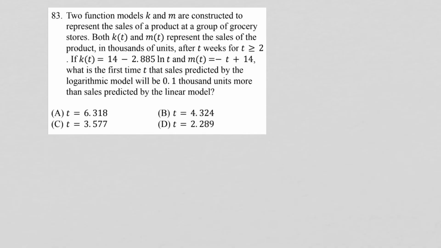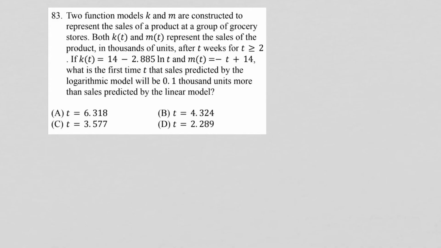For t, so if K is 2 different things, are they competing to see which one's the model? They're constructed to represent the sales of a product at a group of grocery stores. Both represent the sales of the product. How can both? I guess they're different functions. Well, let's see what they want to know. Okay, so they're both supposed to predict sales.